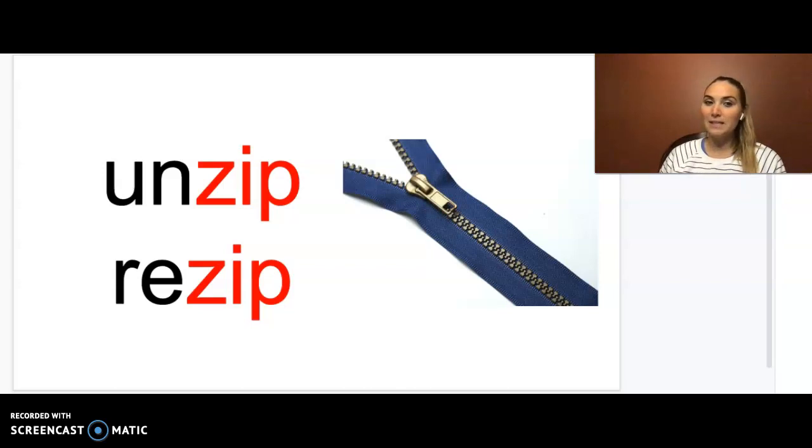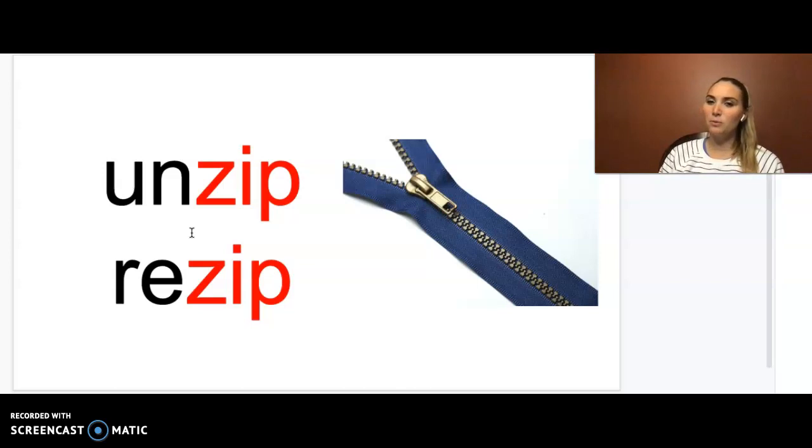So an example of this is the prefix un, that hops on the root word zip, to make a new word, unzip. And you'll see that by itself, zip is a word. But by itself, un is not its own word. So it jumps in front of the word zip. Unzip.